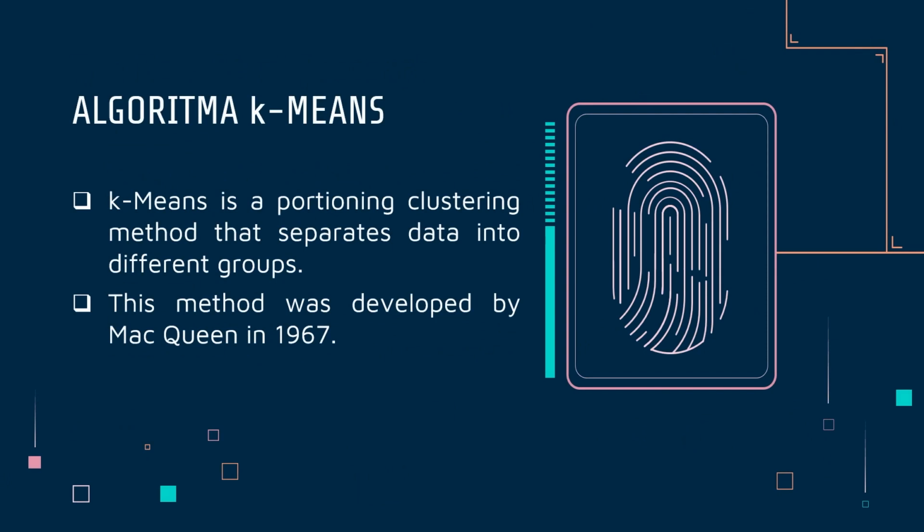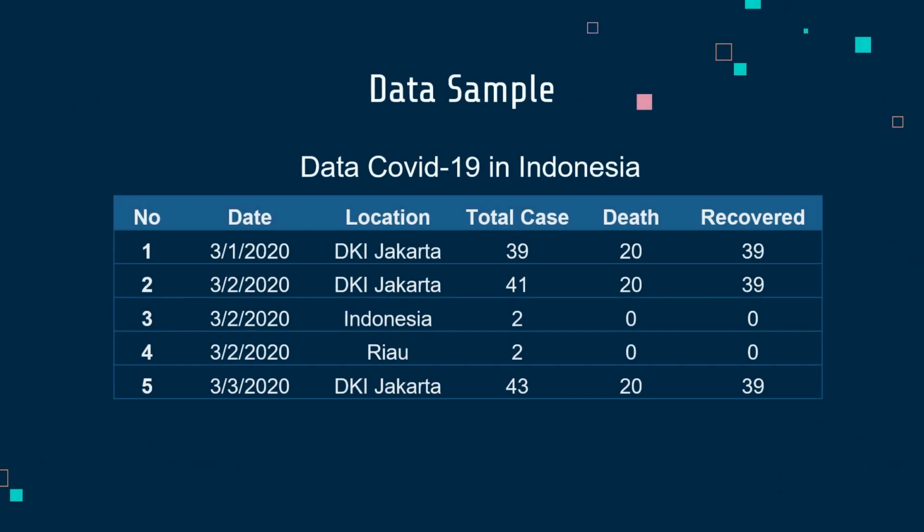K-means algorithm. K-means is a partitioning clustering method that separates data into different groups. This method was developed by MacQueen in 1967. This is the data sample of COVID-19 in Indonesia.